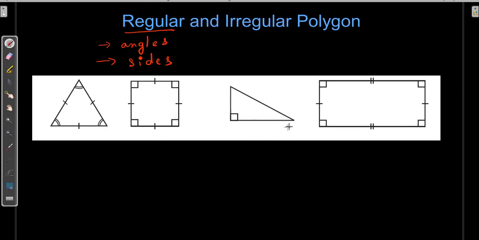While these two figures are irregular. This is not a regular polygon, and this is not either. Why? Because in this one only one angle is 90 degrees, the angles are not equal. And here all the angles are equal but only the opposite sides are equal. All the sides are not equal in a rectangle, therefore this rectangle is an irregular polygon.